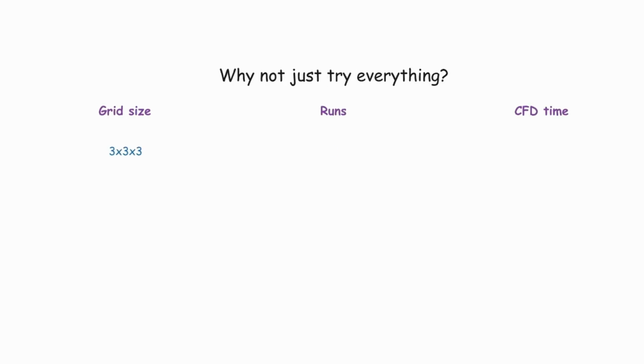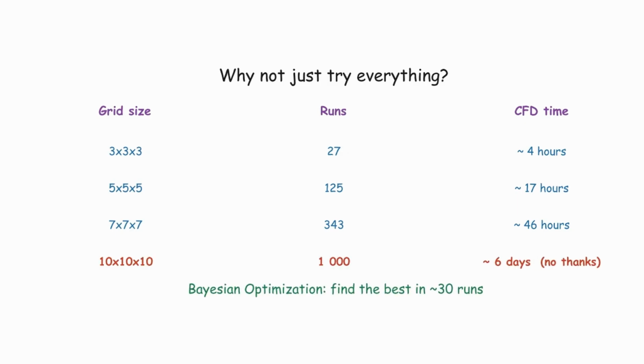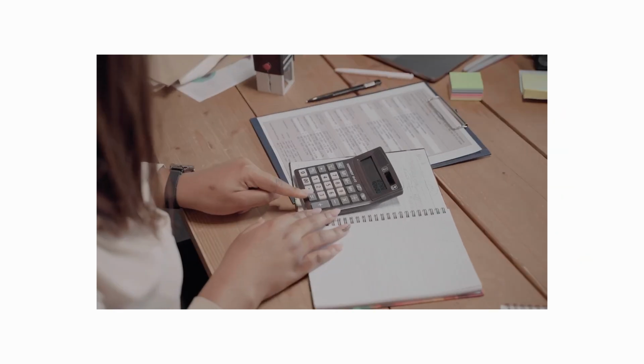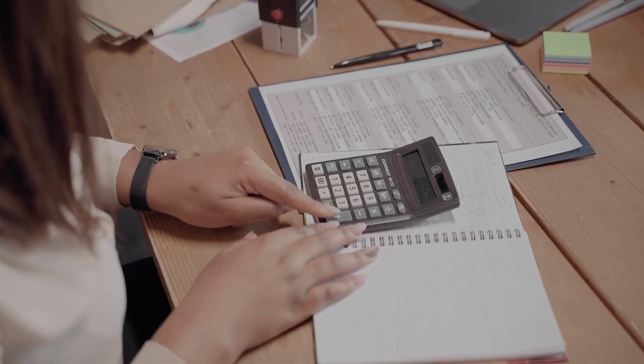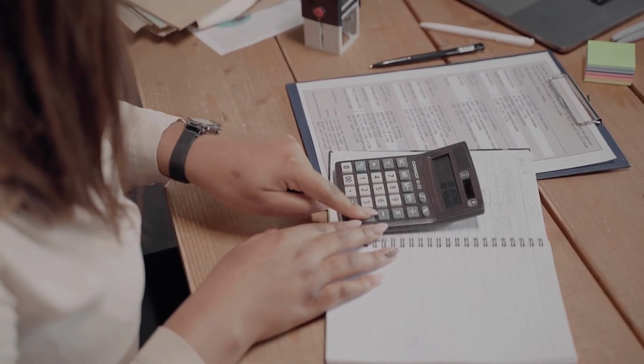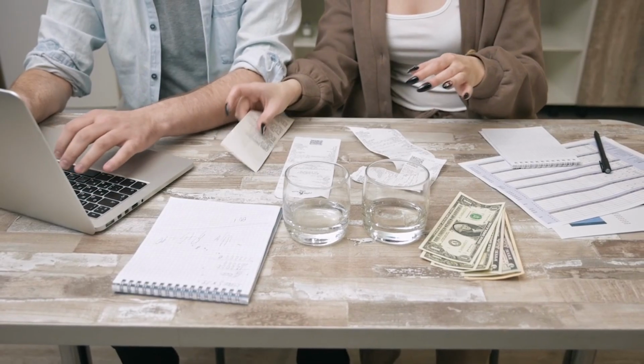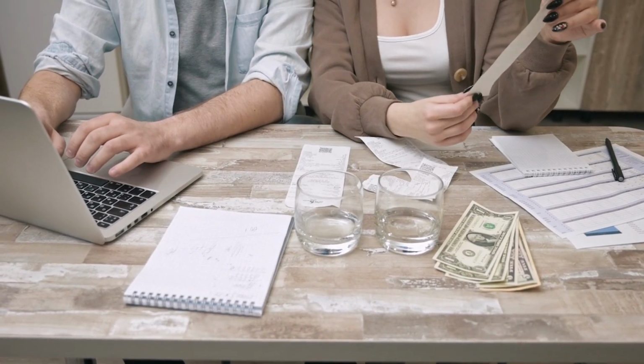If you wanted to cover that space with a uniform grid, 5 values per variable gives you 125 different combinations. At 8 minutes per CFD run, that's 17 hours. 7 values per variable gets you 343 runs, nearly 2 days of compute. And a grid doesn't even do a good job. It wastes evaluations in obvious dead zones. The constraint we are working under is budget. We can afford around 30 to 50 CFD evaluations, but that's not enough for a grid. But it might be enough if we are smart about which designs we pick.